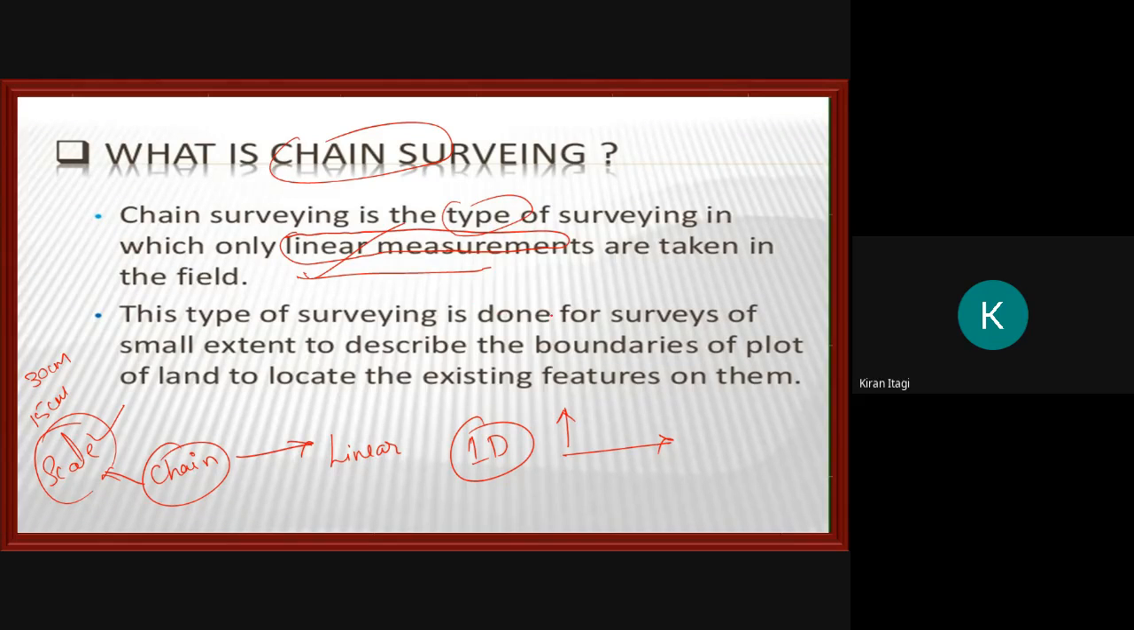This type of surveying is done for small extents, to describe the boundaries of a plot or a land and to locate the existing features on them. So what we will do, we will take the chain and measure the distance. Nowadays we won't see any chain. You can see the people using tapes. The chain has become too outdated, so nowadays they use tapes to measure the distance.